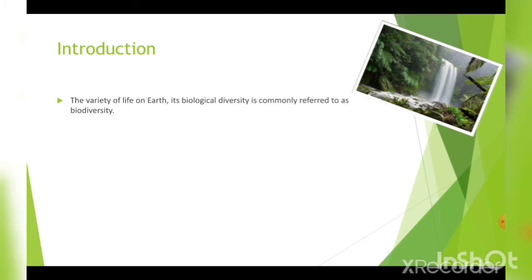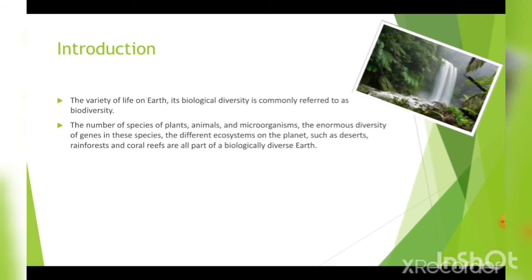Introduction. The variety of life on Earth, its biological diversity, is commonly referred to as biodiversity. The number of species of plants, animals, and microorganisms, the enormous diversity of genes in these species, the different ecosystems on the planet such as deserts, rainforests, and coral reefs are all part of a biologically diverse Earth.